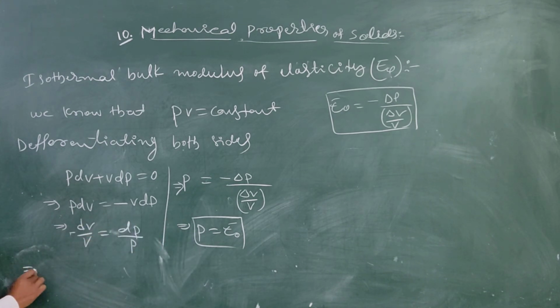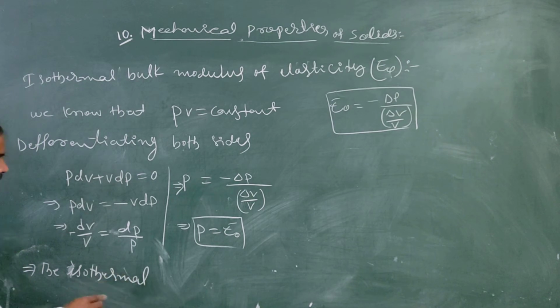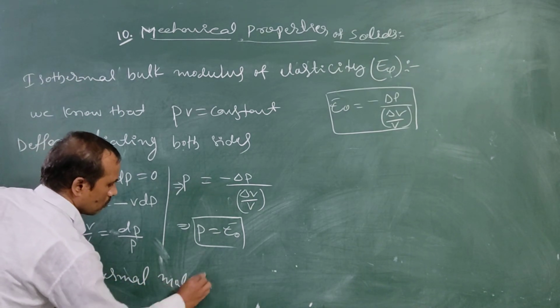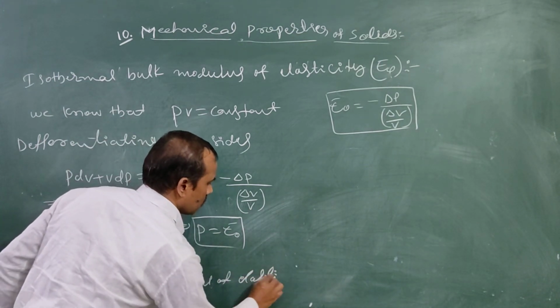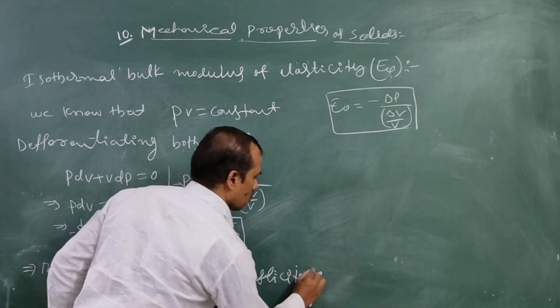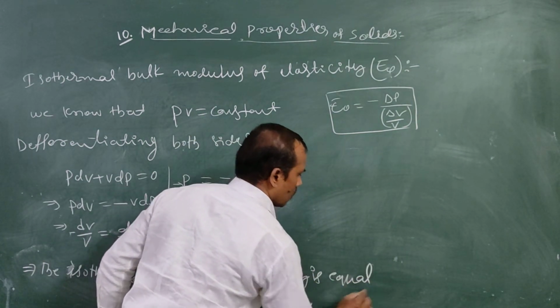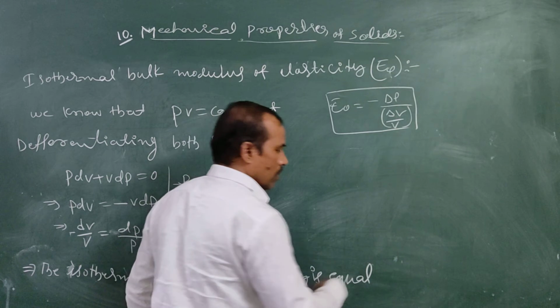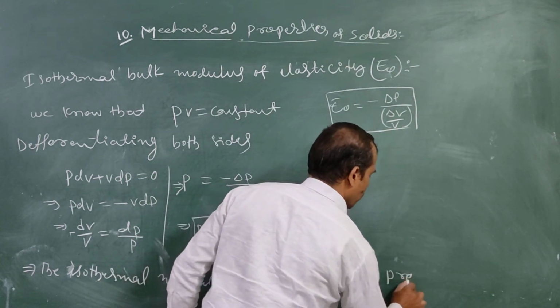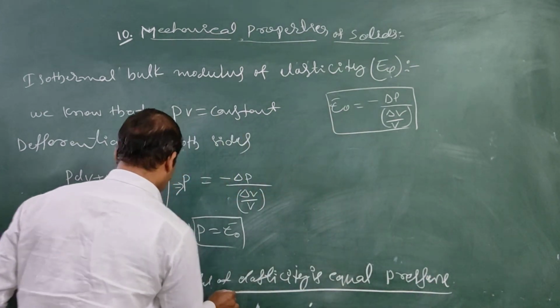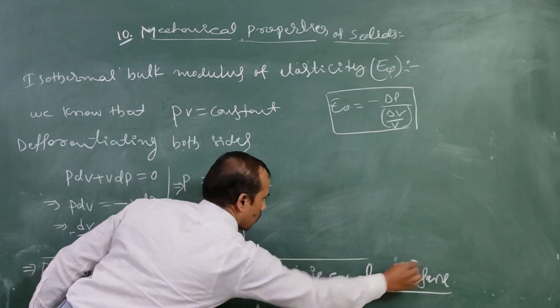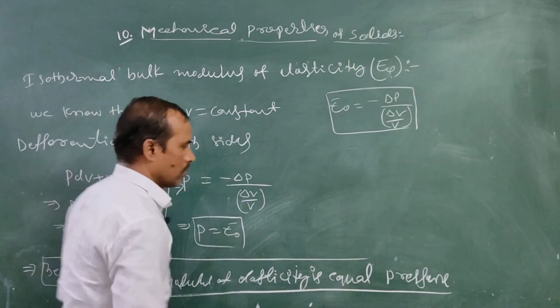The isothermal modulus of elasticity is equal to the pressure of the gas. This is a key point. Note this one, for gases.